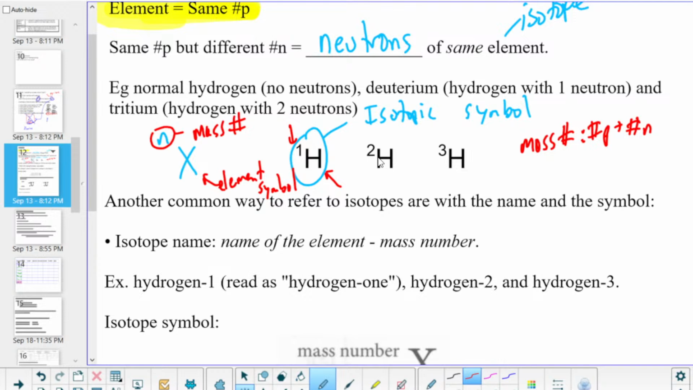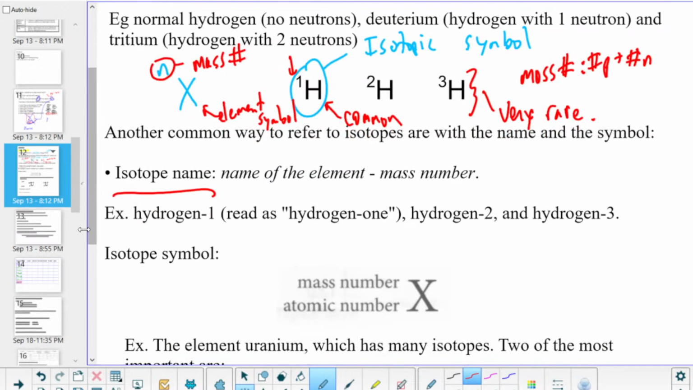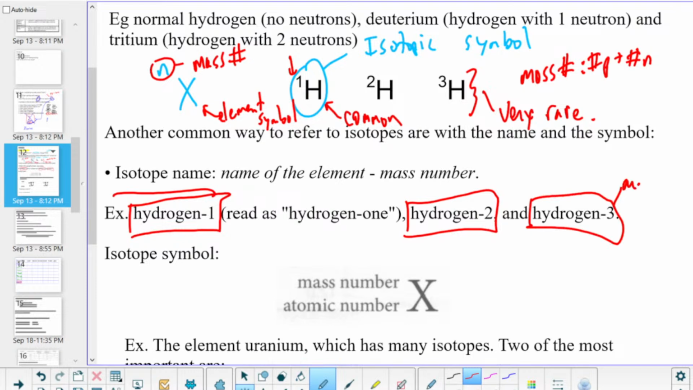Because this one is common. These ones are very rare. And this is why when you look at hydrogen on my periodic table, it says 1.0079. Most hydrogen is hydrogen 1. But a very tiny percentage is hydrogen 2 and hydrogen 3. And that gives us, when you average it all together, the 0.0079. Okay, the isotopic naming convention is that we would say hydrogen 1, hydrogen 2, hydrogen 3, where these are the mass numbers.